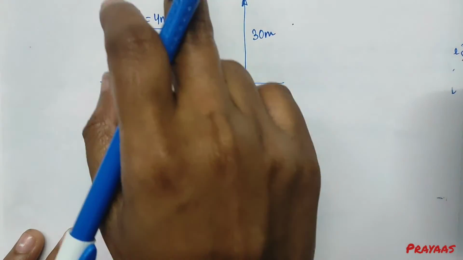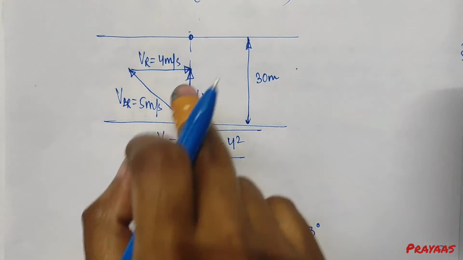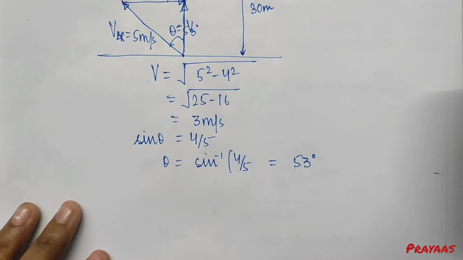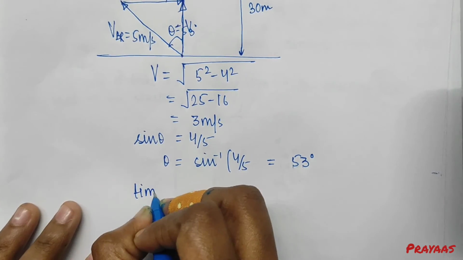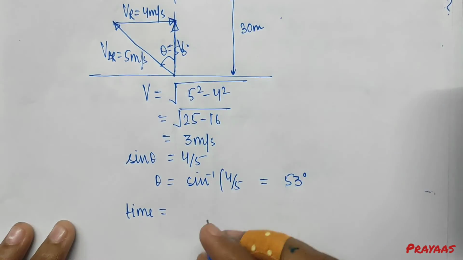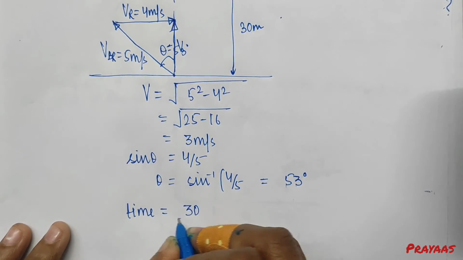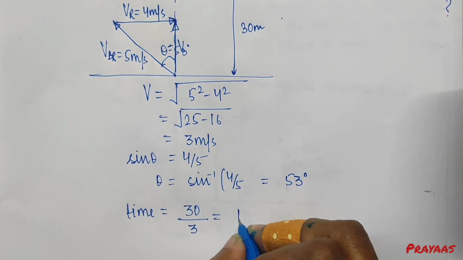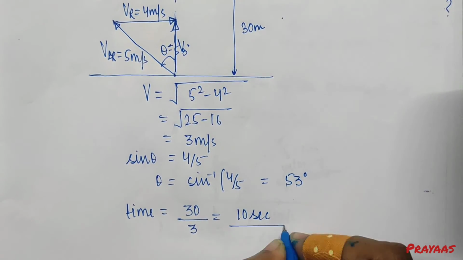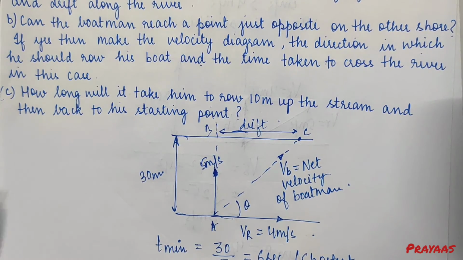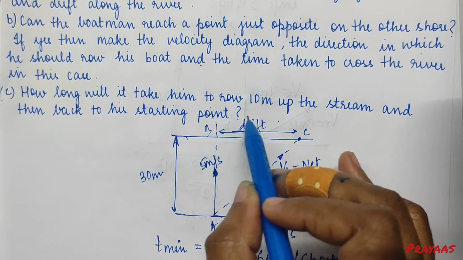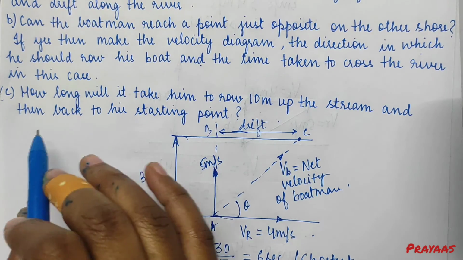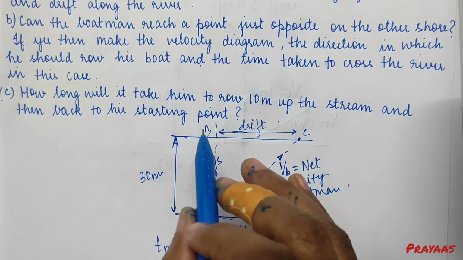So the time taken by him to reach this opposite point on the bank will be this distance 30 upon the net velocity in this direction, that is 3. So the time taken will come out to be 10 seconds. Next part of the question. How long will it take him to row 10 meter up the stream and then back to his starting point?